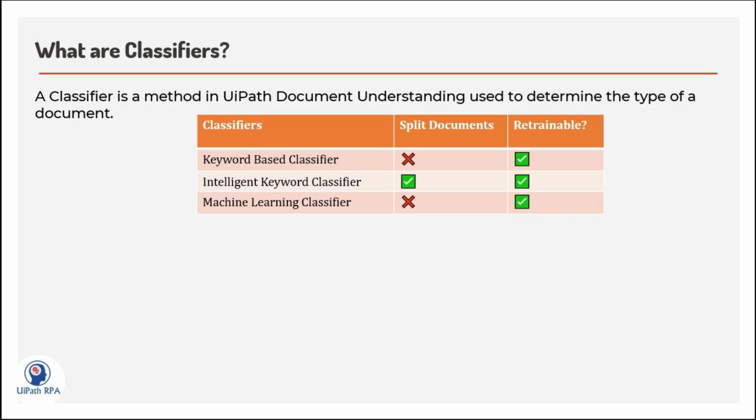And then you need to identify, okay, page 1 to 10 is this document. After that, page 11 to 12, this document, right? So here, the intelligent keyword classifier is capable of splitting the documents and classifying them. The keyword and machine learning classifiers have no capability of splitting, but only the intelligent keyword classifier can do it. Now, retrainable: these three classifiers are retrainable.